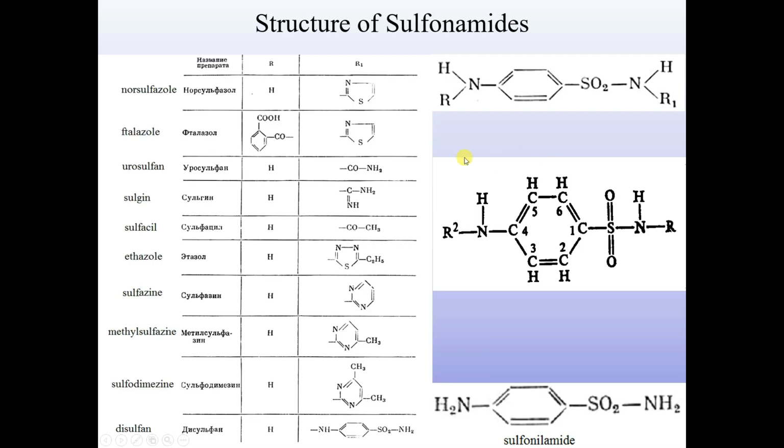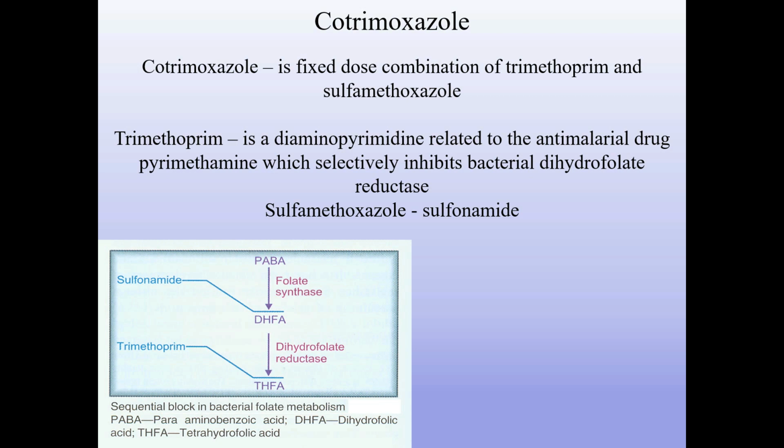And here you can see the chemical structure of different sulfonamides. And here separately the information about cotrimoxazole. Cotrimoxazole, once again, is a fixed-dose combination of trimethoprim and sulfamethoxazole. Trimethoprim is a diaminopyrimidine related to the antimalarial drug pyrimethamine, which selectively inhibits bacterial dihydrofolate reductase. Sulfamethoxazole is a sulfonamide. And here you can see sequential block in bacterial folate metabolism.